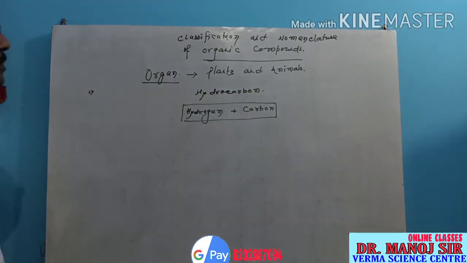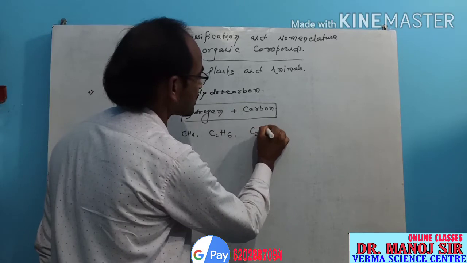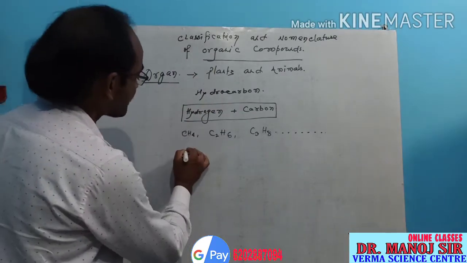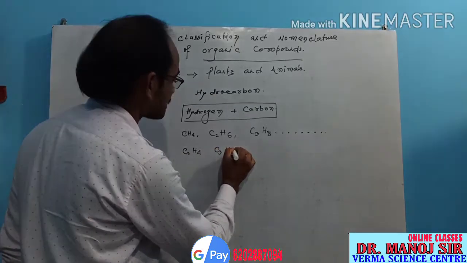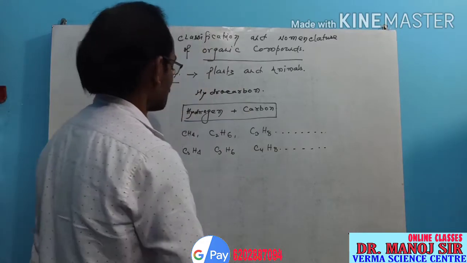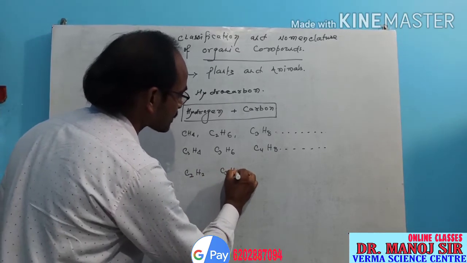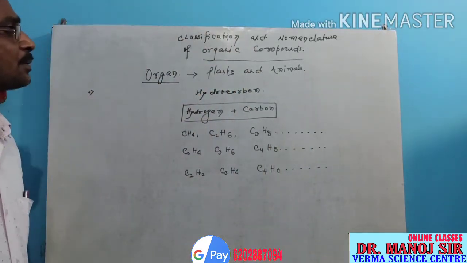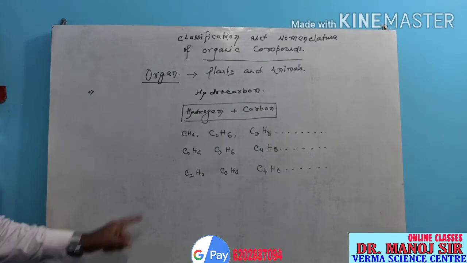Hydrogen plus carbon, that is CH4, C2H6, C3H8, and so on. That is C2H4, C3H6, C4H8, that is the organic compound, and C2H2, C3H4, C4H6 are also the organic compound. We come to know about the discussion of what is organic compound and what is the hydrocarbon.